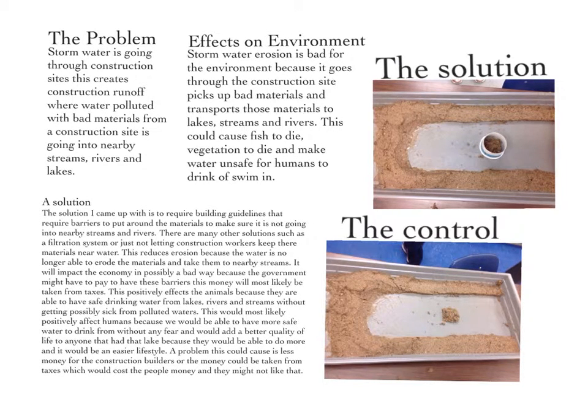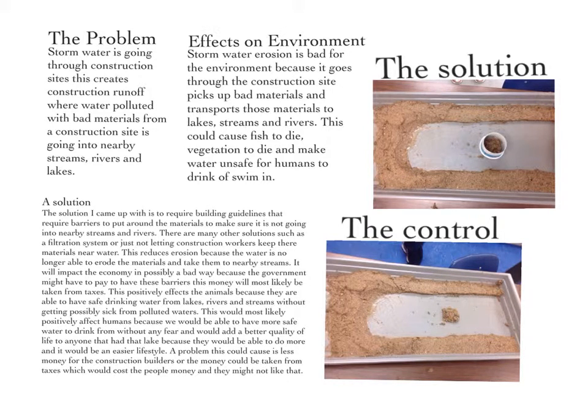A solution that I came up with is to require strict building guidelines, to have barriers put around the materials to make sure that it isn't having runoff go into nearby streams, lakes, and rivers. Of course, this is only one of the solutions. You could have a filtration system, or you could not let construction workers keep their materials outside near water. This reduces erosion because it's no longer going to take away materials to nearby streams, lakes, and rivers.